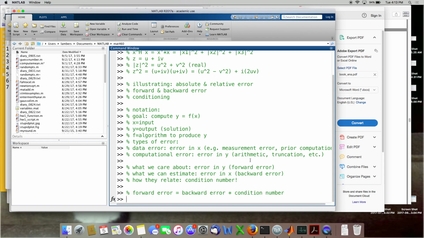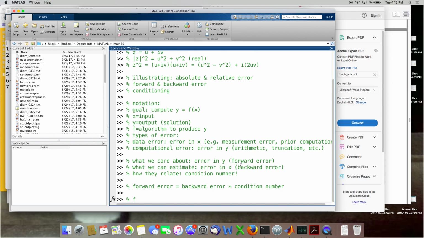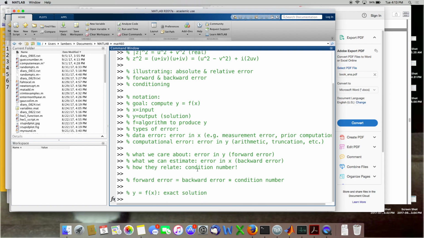Now, f of x, that is the exact solution to whatever problem it is we're trying to solve. Maybe all we're trying to compute is the value of a certain function. Maybe we're trying to find a root of an equation. Maybe we're trying to evaluate an integral. All of these problems I'm making very abstract: we're trying to compute some y from some input x using some algorithm f. So like in a textbook, we have that representing the exact solution.